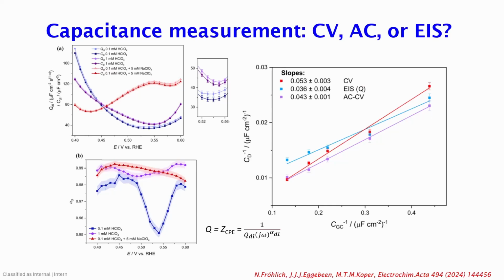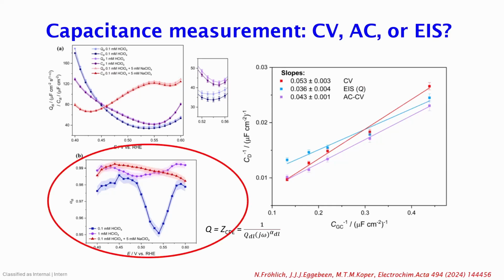But what's most interesting is the potential dependence of this deviation from ideality. This is the constant phase exponent, which, if everything is ideal, is 1. And you see that at high electrolyte concentrations it's about 0.99, which is pretty okay. But at low electrolyte concentration, there's a clear dip, and the minimum is right at the potential of zero charge. So the potential of zero charge is also the potential of minimum constant phase exponent.